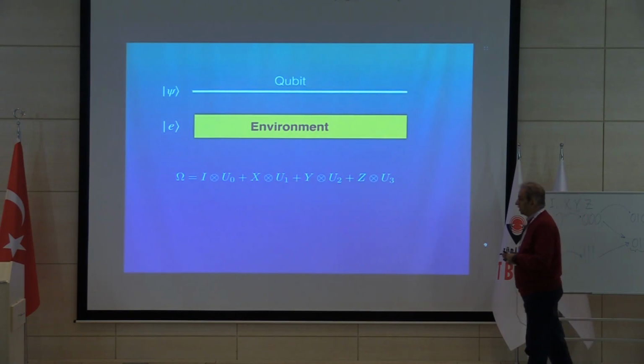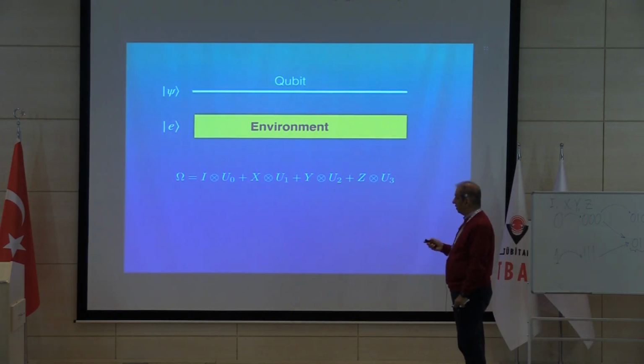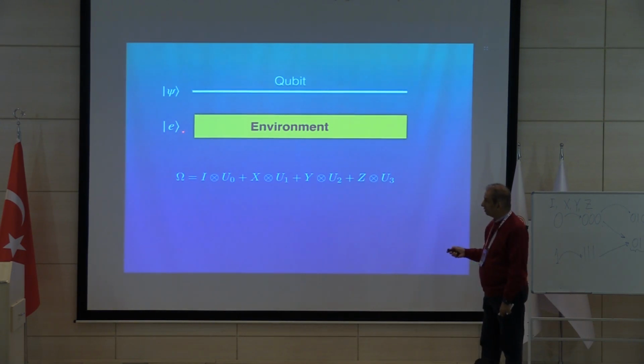This is again an explanation of this. Psi is the state of the qubit. E is the state of the environment. We do not know the environment. This is the operator which acts on both of these. And I expand this omega in terms of the operators which are acting here: I, X, Y, and Z. U0, U1, U2, and U3 act on this environment.